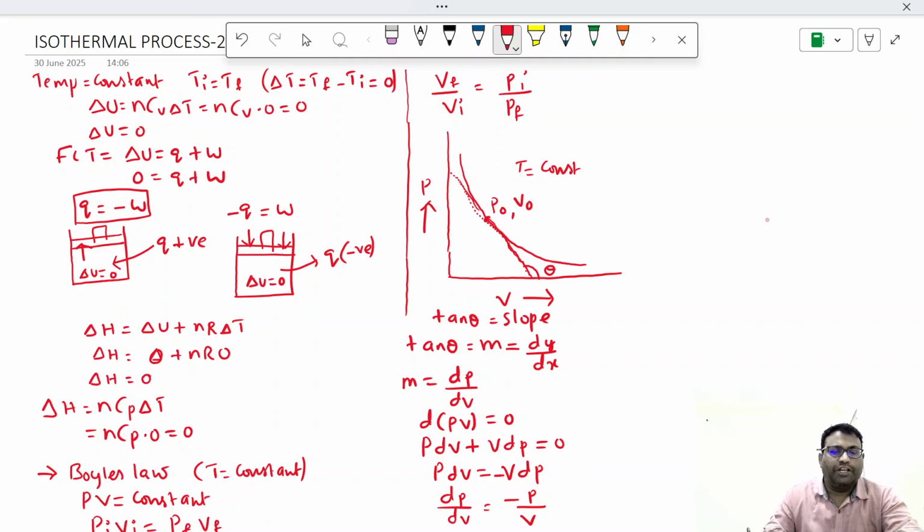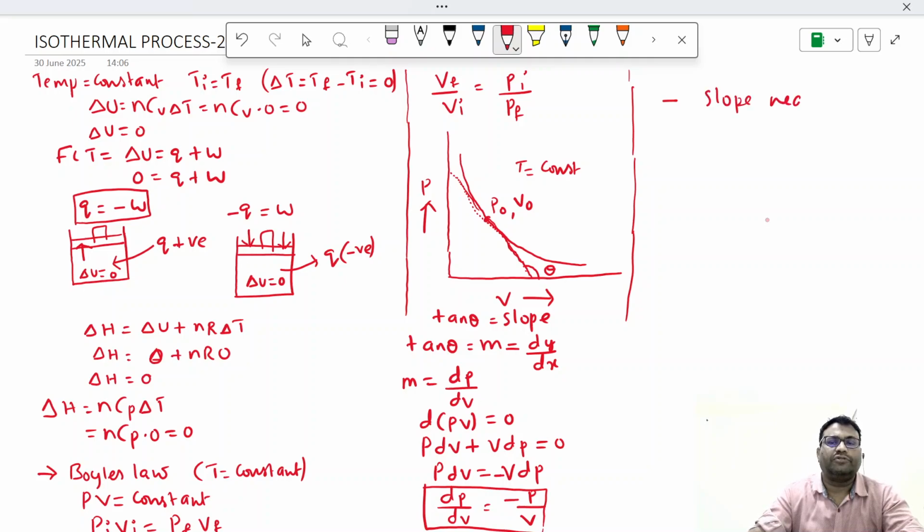Okay. So dP by dV is the slope. What does this negative represent? Minus represents that the slope is negative. Minus represents a negative slope. Okay. So that was the isothermal process.